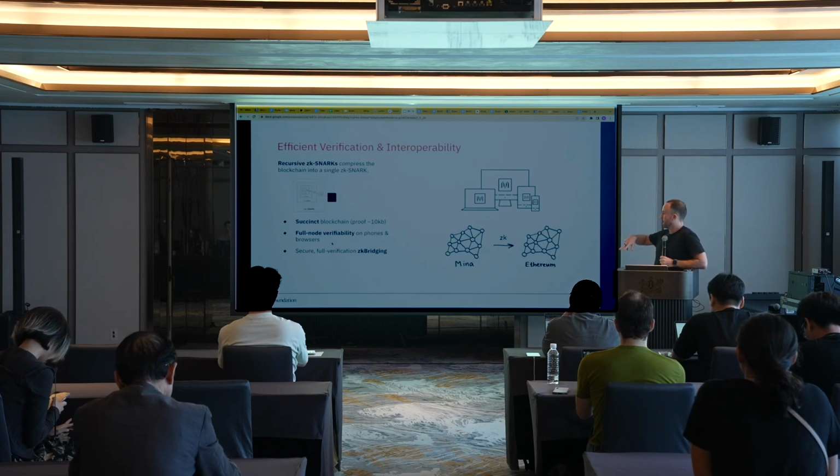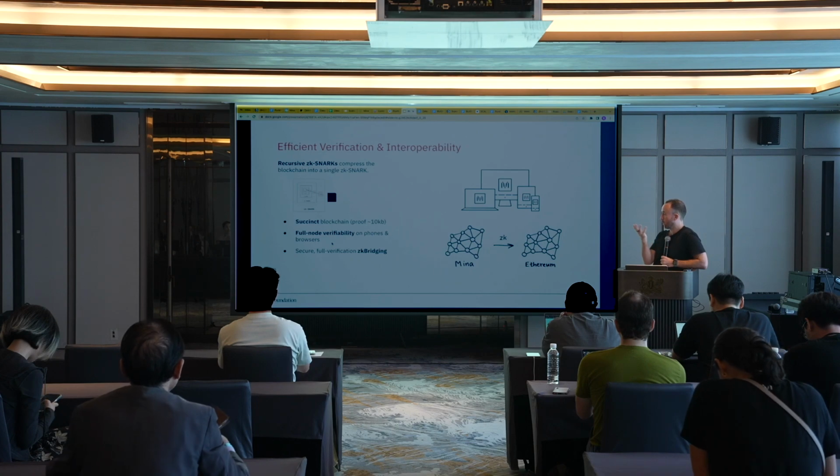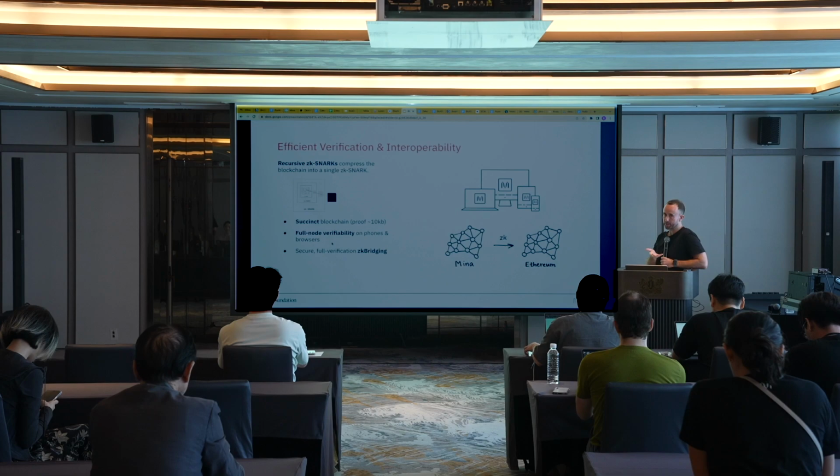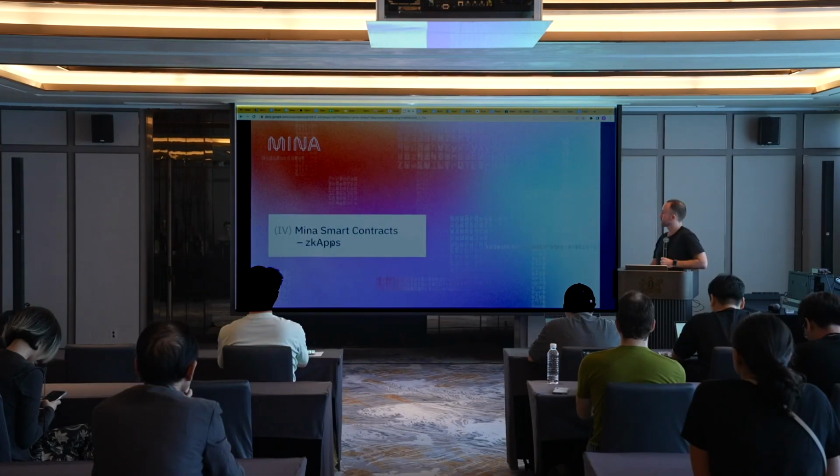Yeah, so just to recap, Mina right now is a succinct blockchain. It's stored in 22 kilobytes. What that brings us is that it's available on full nodes and browsers, which is really good for decentralization. And we can also use the SNARK for bridging. But let's get into applications.